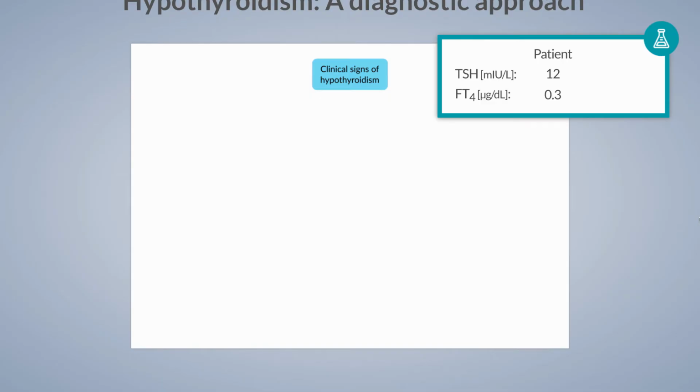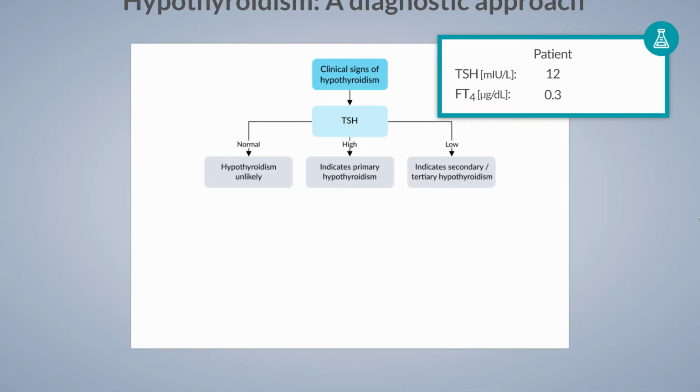The first marker used to assess thyroid function is TSH, thyroid-stimulating hormone. If the TSH level is normal, hypothyroidism is unlikely. On the other hand, a high TSH indicates primary hypothyroidism, whereas a low TSH indicates secondary or tertiary hypothyroidism.